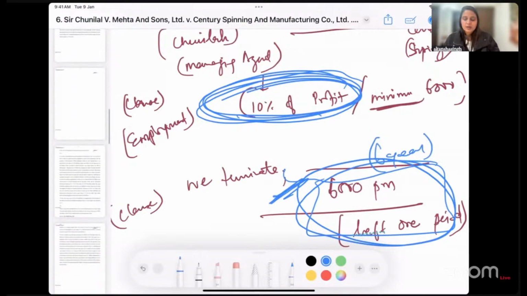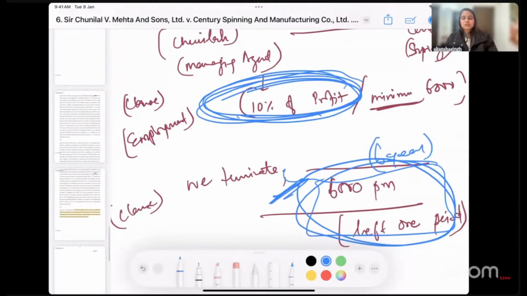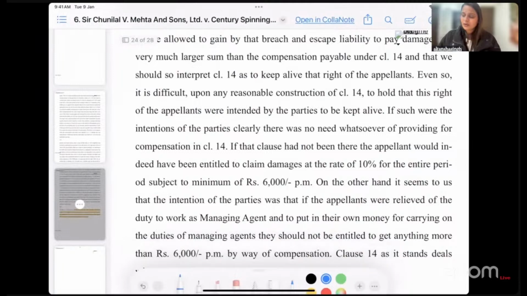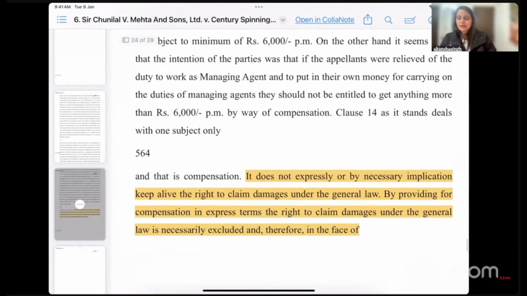Okay, so that is how we have this particular judgment, wherein the court again tries to stick to the terms of the contract and grants the compensation accordingly. So reading the highlighted part, it does not expressly or by necessary implication keep alive. So when a party goes to the court and says, sir, I don't want compensation from the agreed terms of the contract, rather something bigger, the court says that it does not expressly or by necessary implication keep alive the right to claim damages under general law.